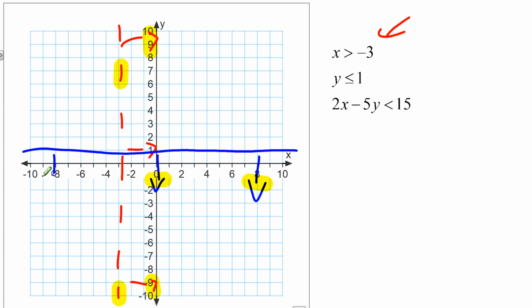Notice, I could put an arrow down here, but why? I know that this region right here is not going to be part of the answer because it's not going to be overlapping with the red graph, my vertical line. So why put an arrow there?